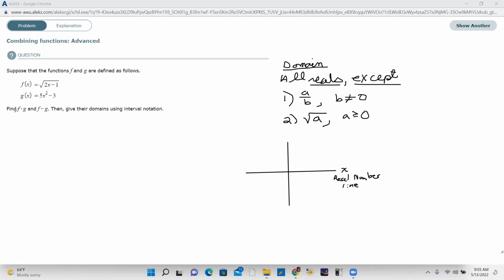So when you combine functions, the domain is going to be all the numbers that work in both. And when numbers work in both, that means it works in F and G. All the numbers that work in F and G. So that's the intersection. The domain of F intersected with the domain of G. So it's all reals that work in both.